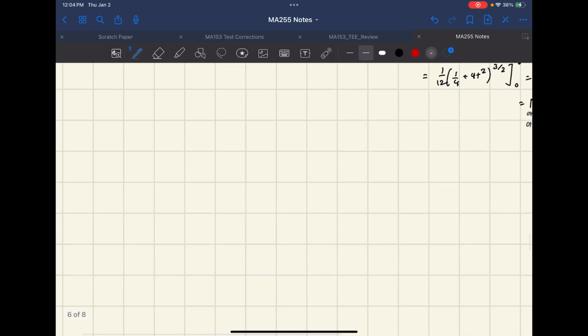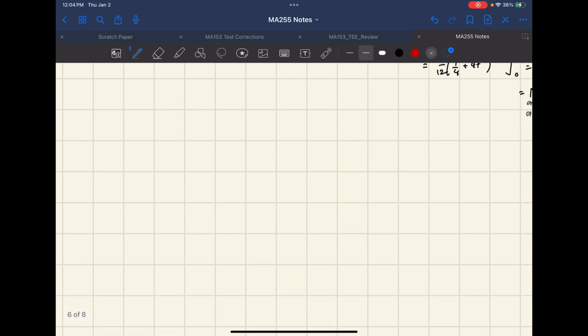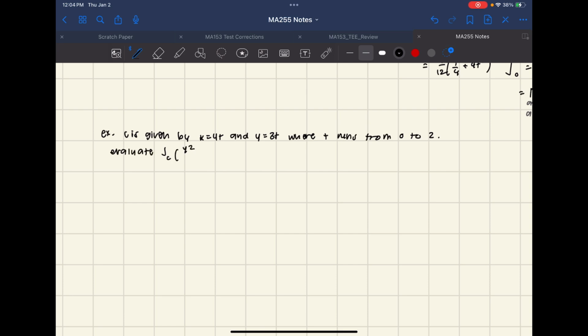So we're going to do a few more examples. For this next one, C is given by x equals 4t and y equals 3t, where t runs from 0 to 2. Evaluate this integral.